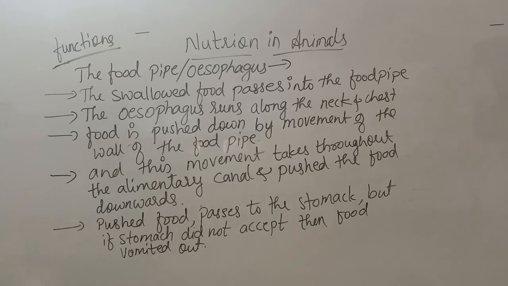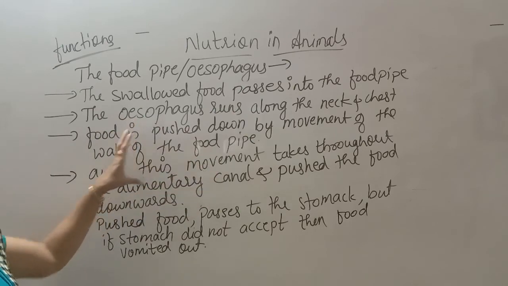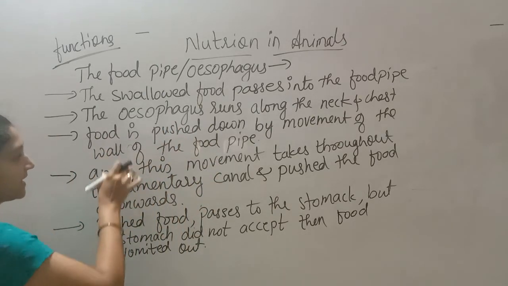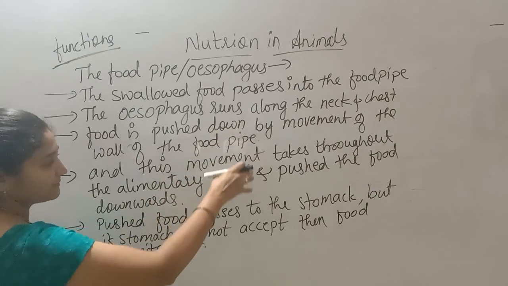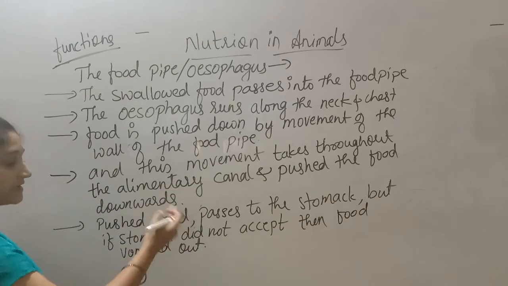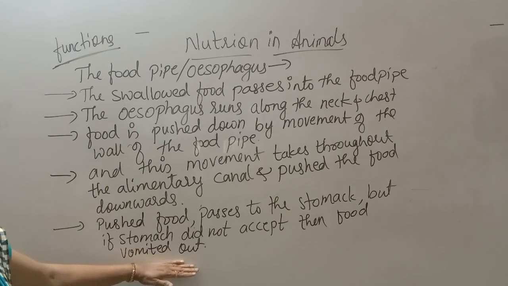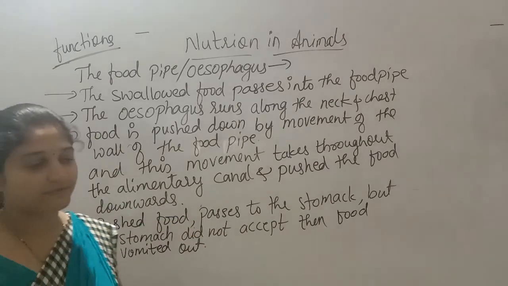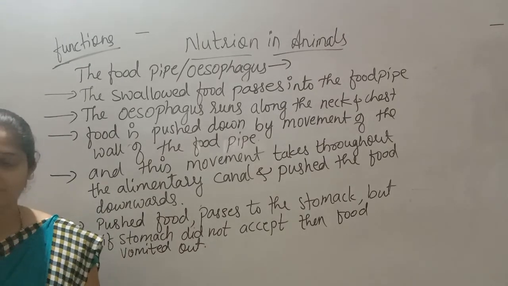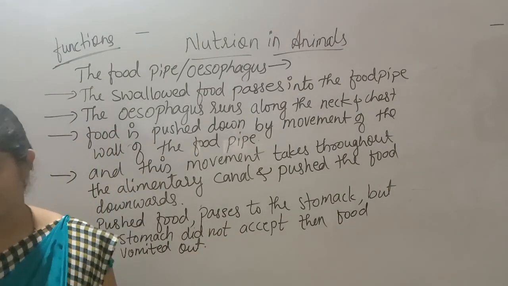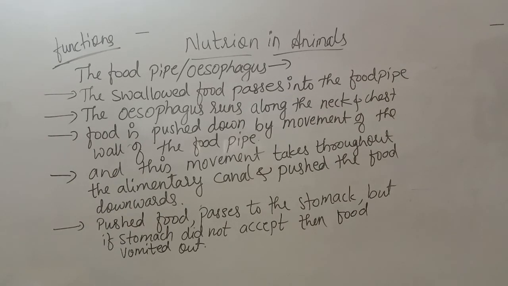Because in our stomach, whatever food is swallowed is further moved to the stomach with the help of the esophagus or food pipe, where the walls are present, and due to the movement of those walls, the food is pushed downwards and next enters our stomach. When it enters the stomach, what happens? If that food is not accepted by the stomach, then it is thrown out. That's the reason we feel that vomiting sensation. When we eat food, if it is not suitable for the stomach, if it doesn't accept it, then suddenly it comes out. That is what we call the vomiting sensation or vomiting out.